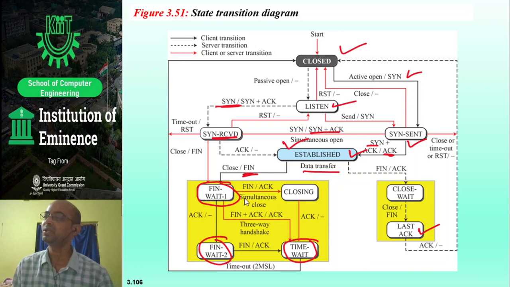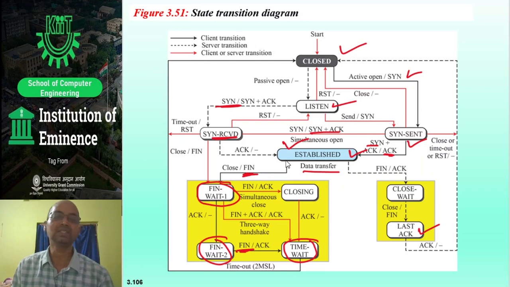In the same way, FIN_WAIT_1 means I have already sent the FIN. I receive the acknowledgement and go to FIN_WAIT_2, but I have not received the FIN from the server. Once I receive the FIN from the server, I enter TIME_WAIT. That means I receive the FIN and I send the acknowledgement, and I am in TIME_WAIT. If I do not receive any further communication, then after the expiry of that time, I have to enter the closed state.